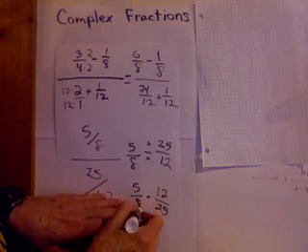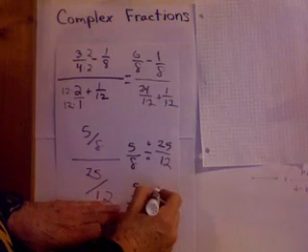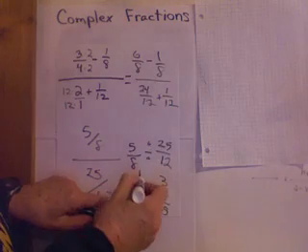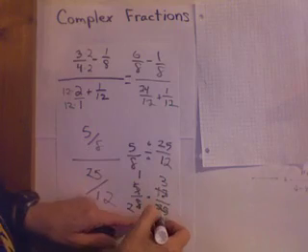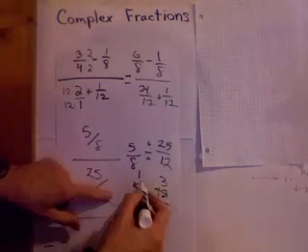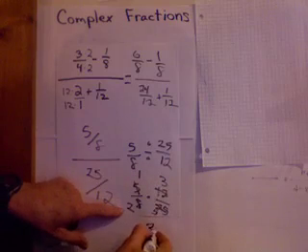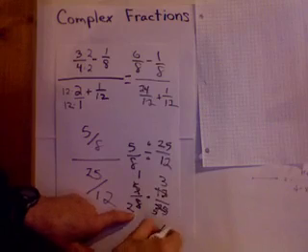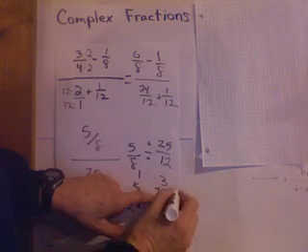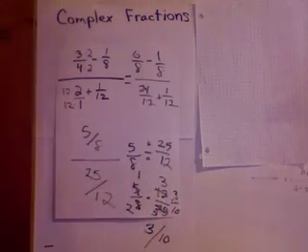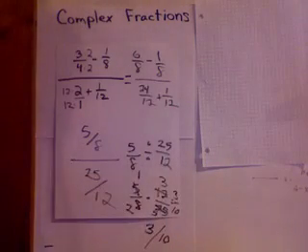I know 4 goes into 8 twice. 4 goes into 12 3 times. I know 5 goes into 5 once. 5 goes into 25 5 times. I can reduce what's left. 1 times 3 is 3. And 2 times 5 is 10. So I get 3 over 10 as my fraction. So there's one complex fraction.